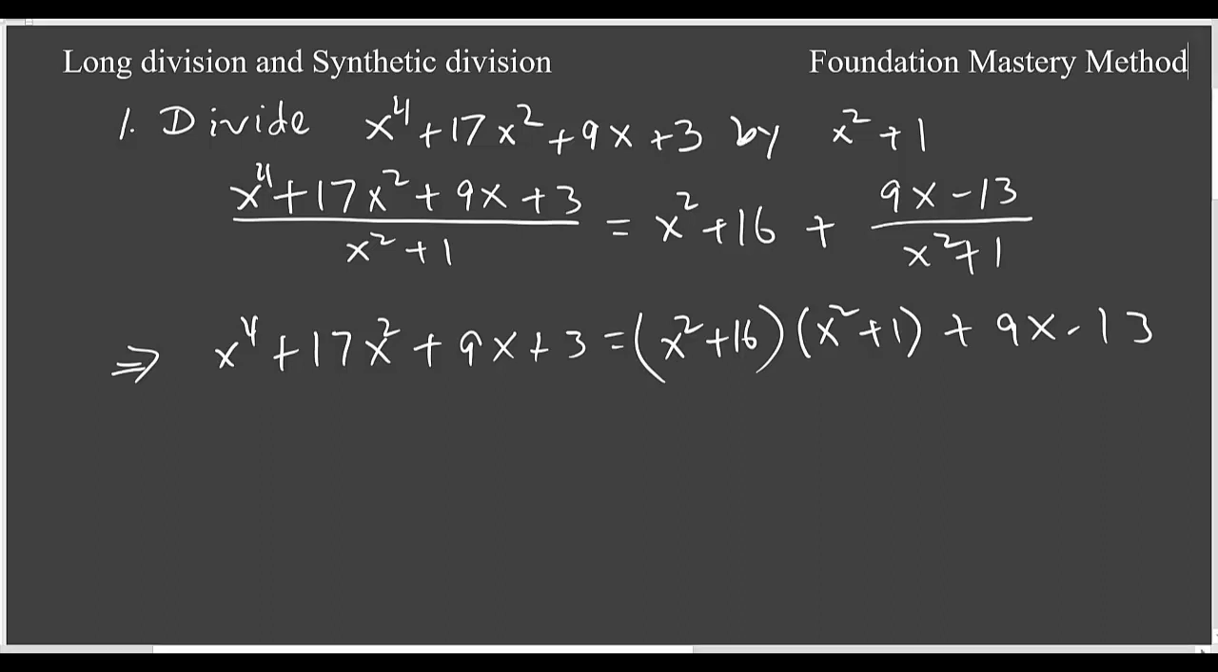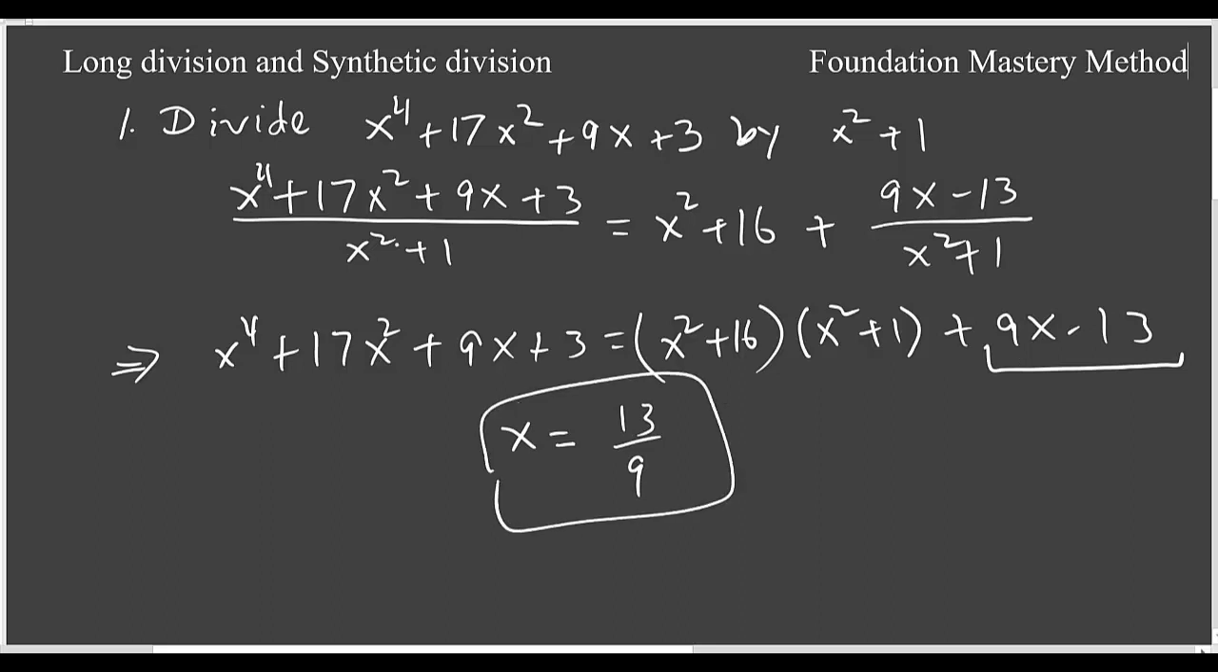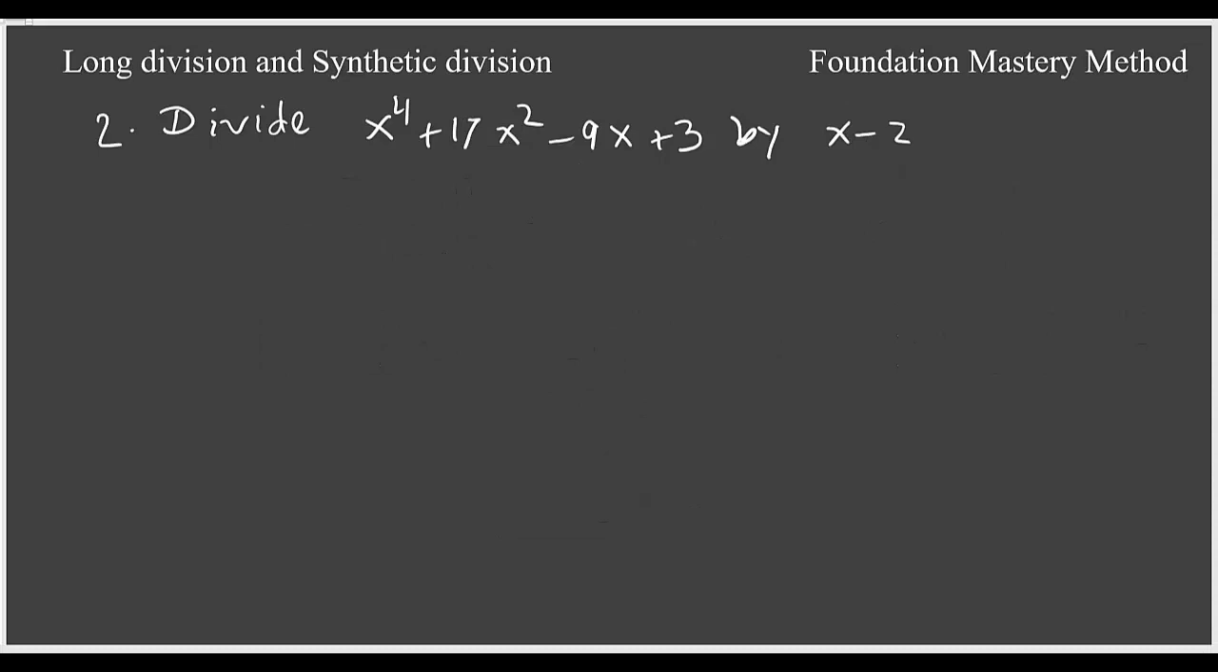Now we can get some more information. For some reason, if you say that this portion is 0, then x squared plus 1 will be a factor of this one. Then you can find your x, say x equals 13 over 9, because you are solving this, then this one will be a factor of this. That means this quantity will divide that quantity evenly, and we'll approach the factor theorem later in my next video.